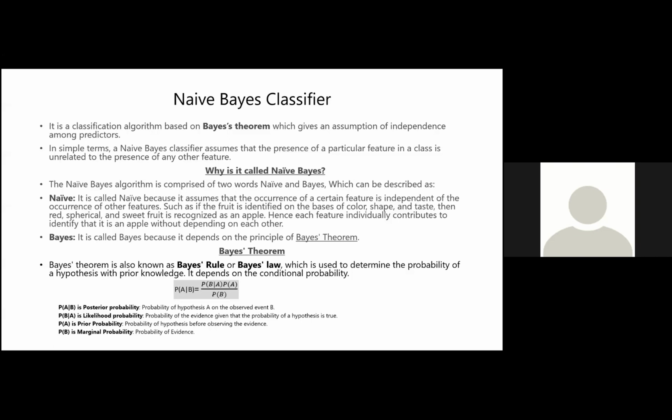Coming to the explanation of what is naive and what is Bayes, it is called naive because it assumes that the occurrence of a certain feature is independent of the occurrence of other features. For example, if we have features like color, shape, and taste, and our objective is to identify a fruit like an apple.